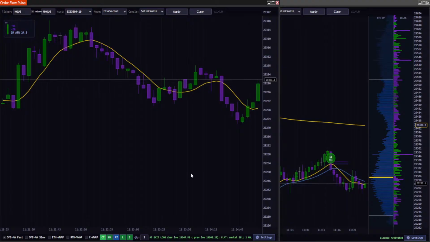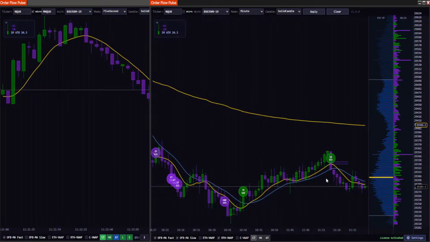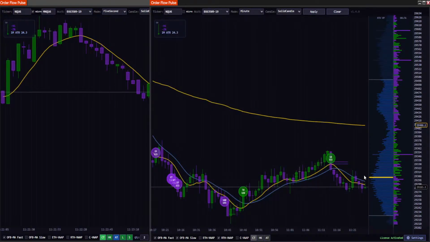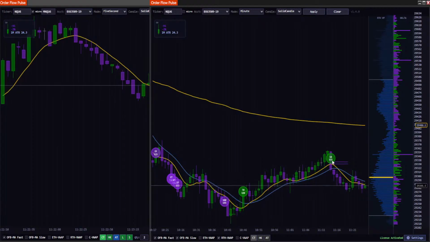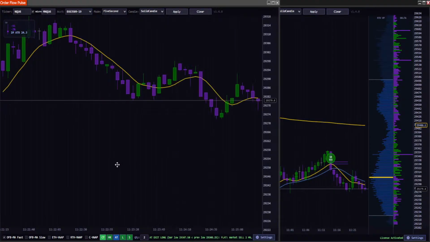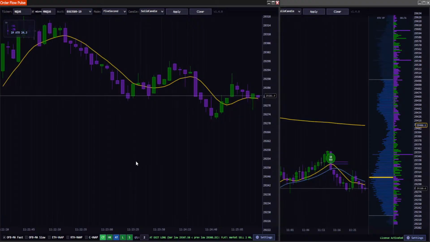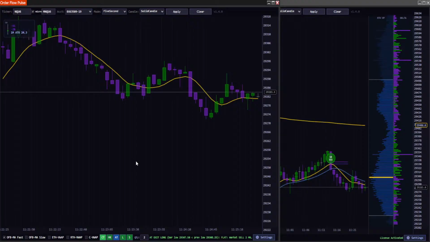Right now, we're just slow grinding sideways, folks, on a 1 minute. I thought for sure we would slow grind up. And once we got up to here, I thought for sure we'd come up to the VWAP, but we haven't. I thought for sure it would at least kiss the VWAP, but it didn't. So I don't know what it's doing. Are we going to slow grind down to the value area low?